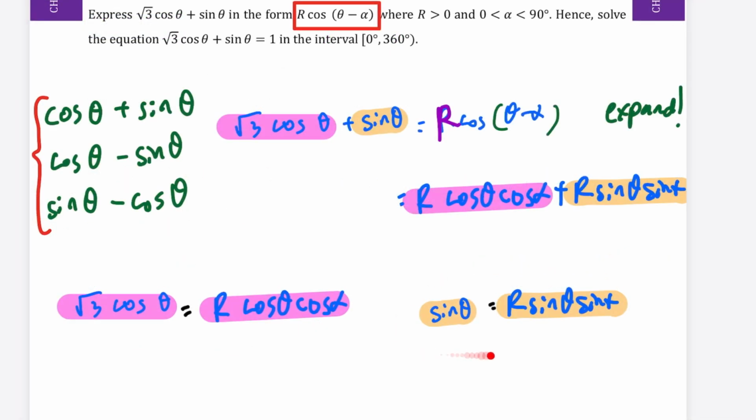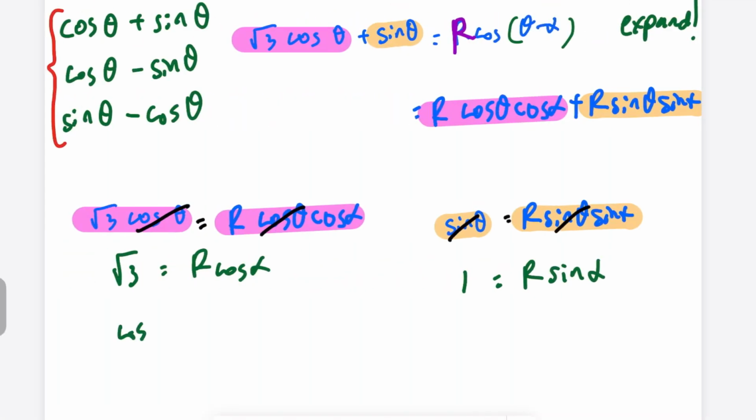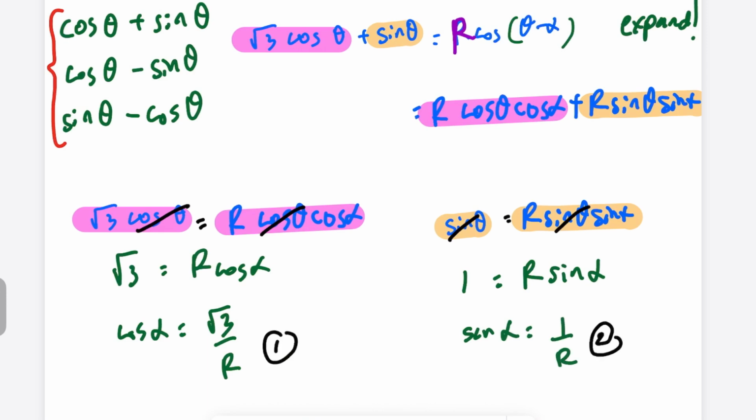Let's compare the first part with the second part. For the first part, we are very clear that cos theta is the same there, so you can cancel out. Now you're left with root 3 equal to r cos alpha. For the second term, we see that sine theta and sine theta is redundant. We can just divide both sides with sine theta. So now you're left with 1 equal to r sine alpha. Okay, so now let's rewrite in terms of cos alpha and sine alpha. So cos alpha is root 3 over r. And here sine alpha is equal to 1 over r. This is equation 1. This is equation 2.